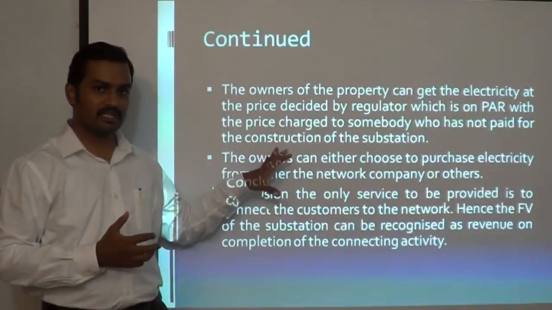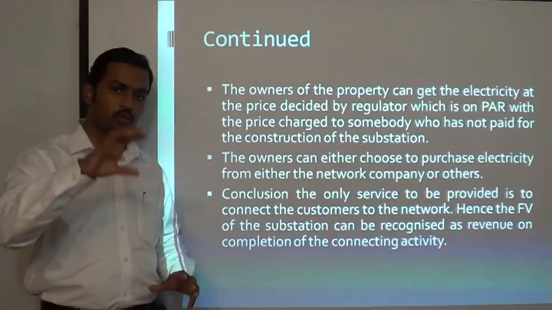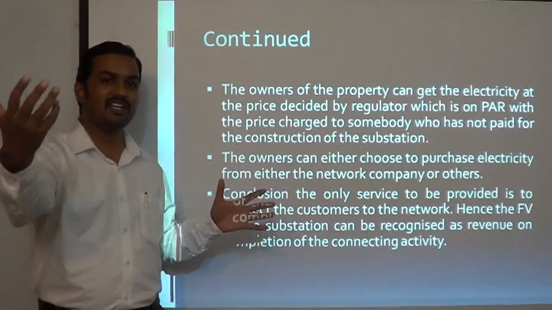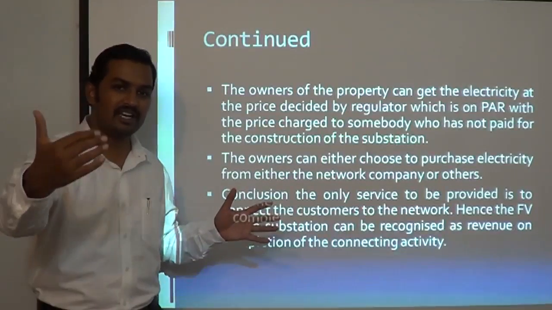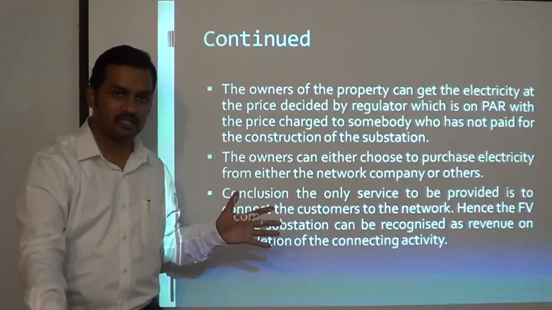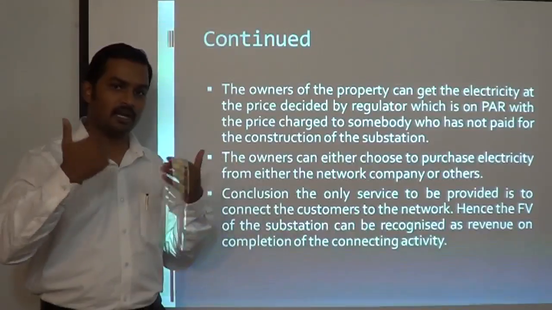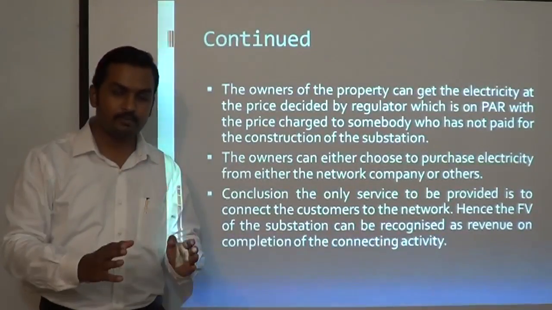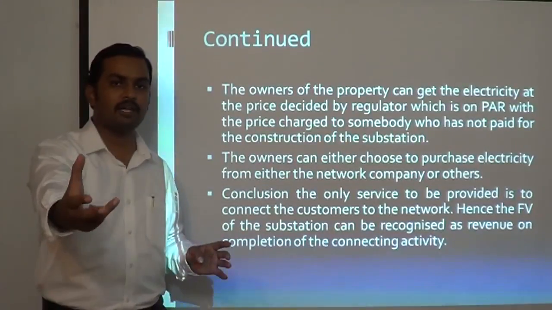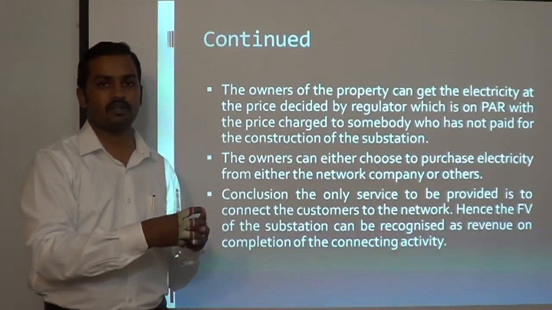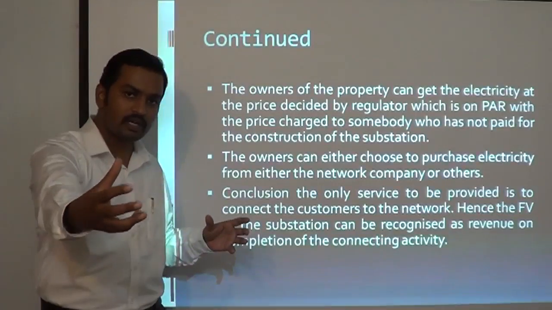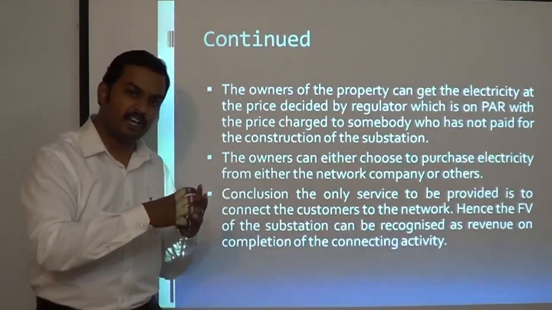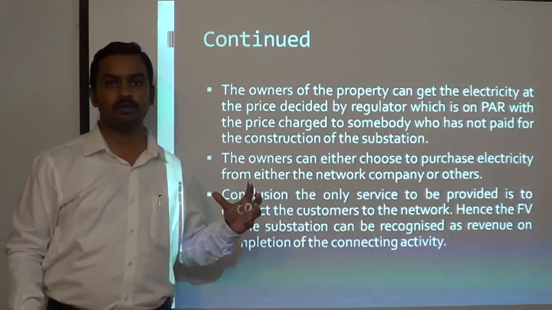So in this example, we are providing the customer with only one service, that is connecting him to an electricity network. We are not providing him any other service. We are not providing him electricity at a cheaper price. We are not giving him any discounts. If the customer wants, he can buy electricity from me, or he can buy electricity from somebody else as well. That means the only service I am providing in exchange for property, plant and equipment is getting him connected to a network. Hence, as soon as I connect the customer to a network, I can recognize it as revenue in my books of account. What can I recognize as revenue? The fair value of the substation.